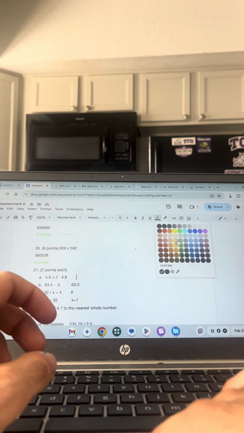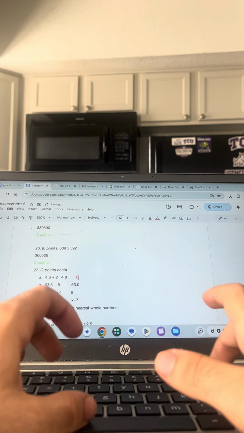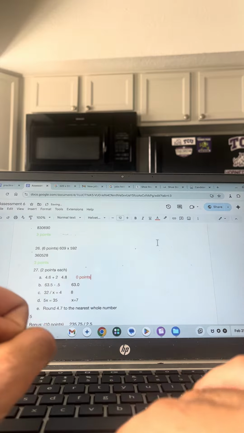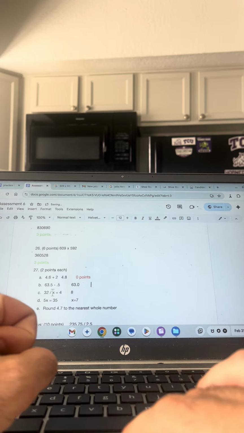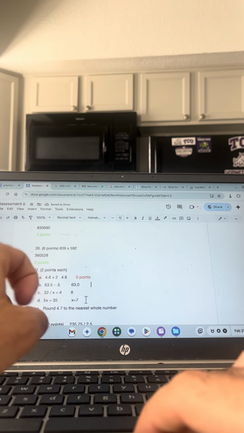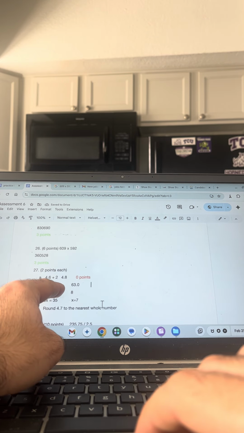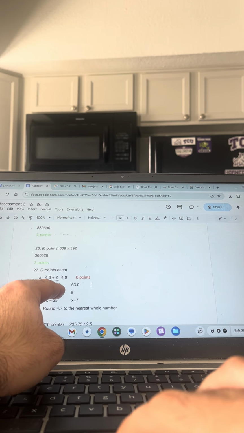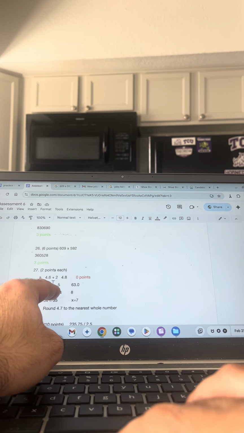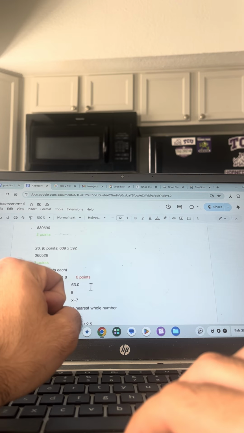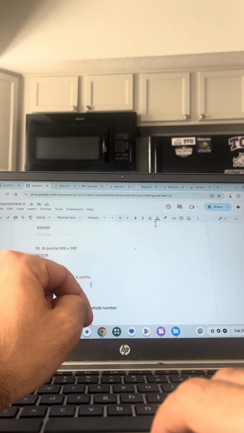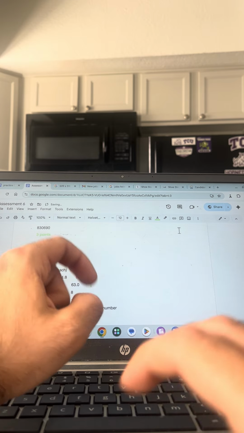So 63.5 minus 0.5 would be 63. That's correct, right? 63 minus 0 would be just 63, right? Then 0.5 minus 0.5 would be 0, right? So this one actually is correct. 63.5 minus 0.5 is just 63. You got that one correct.